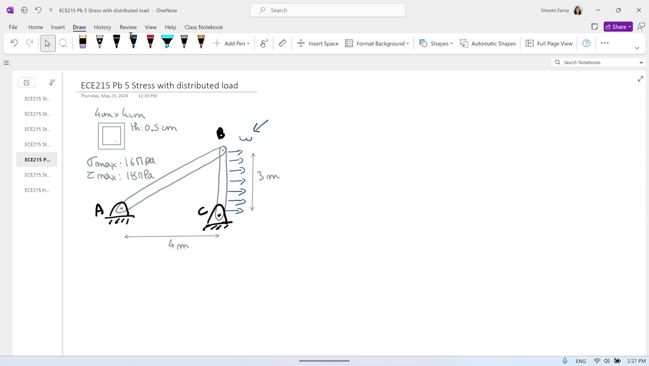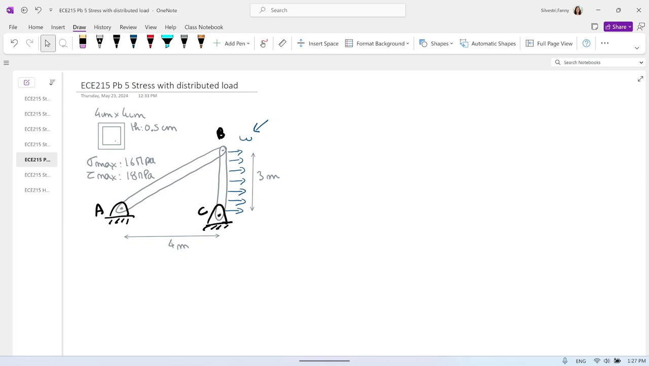knowing that the structure is made of two tubing pipes, 4 centimeters by 4 centimeters with a thickness of 0.5 centimeters, and that the maximum normal stress of the material is 16 megapascal, and the maximum shearing stress of the material is 18 megapascal. So we know the limits of the materials, how much they can handle. We know the sections, what they look like, and we wonder, what is the maximum load we can apply to it?